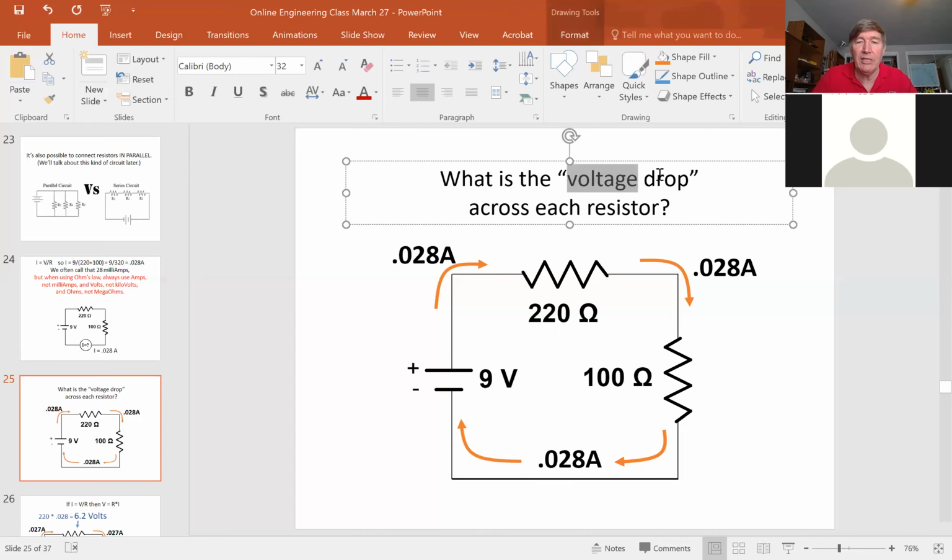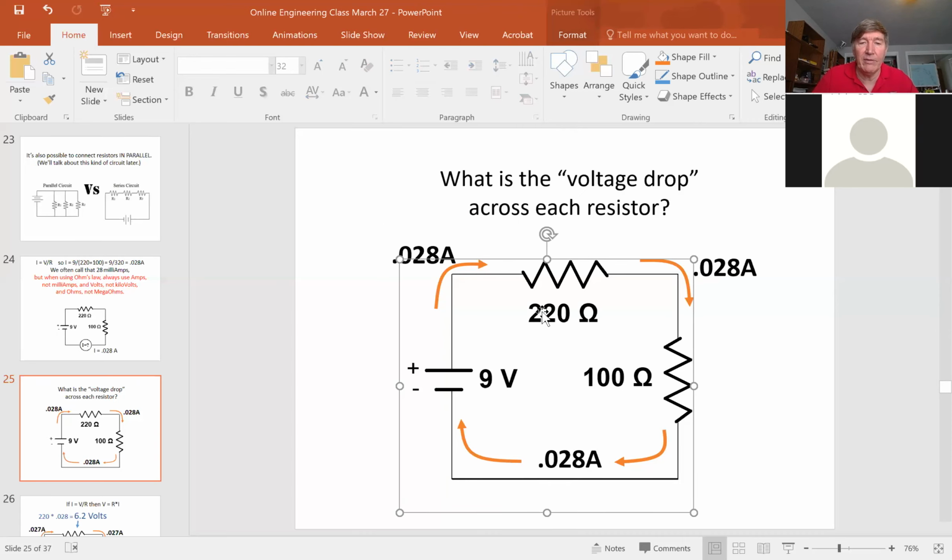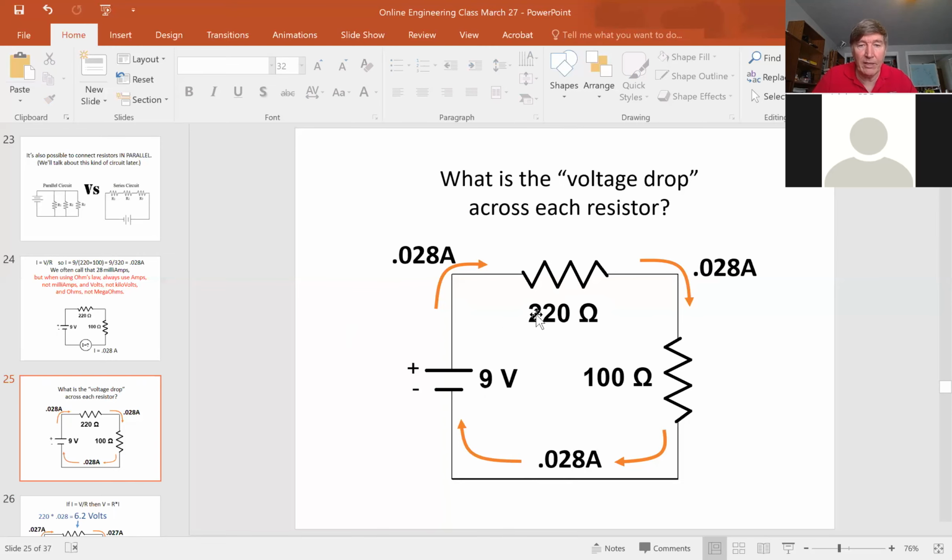Okay, so I'm interested in voltage drop. I want to know what is the voltage drop in each resistor? So let's take them one at a time here. This resistor on top, the one that's 220 ohms, I want to know what is the change in electrical pressure. On the one side, it's feeling 9 volts of electrical pressure because this battery right here is putting out 9 volts of pressure or voltage. So on the left side of this resistor, there's 9 volts of electrical pressure.